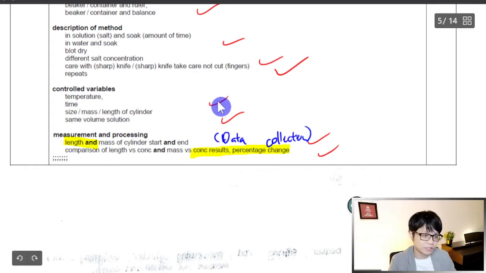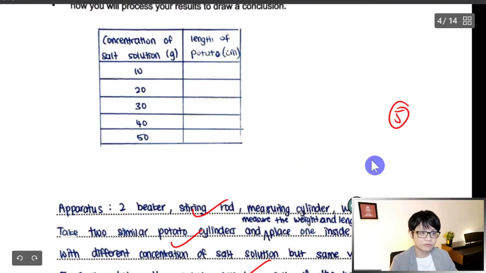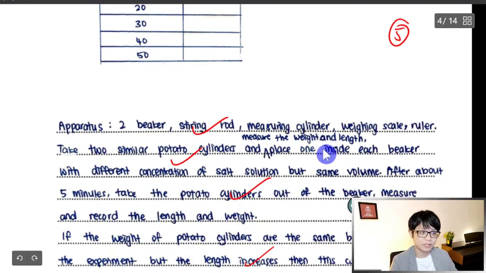The student did write about data collection. The weight is the same before, and it will not affect it. So this is the conclusion. After the experiment, the length increased is concluded. Then this concludes that okay, it's not a conclusion. It's just the explanation of what might happen. So I give 2 marks for this one. So the student total gets 5 marks and the student loses 2 marks.